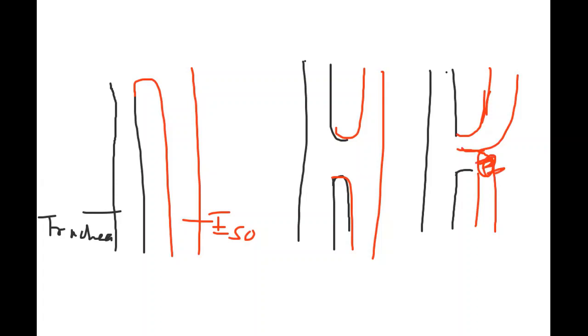This portion will be atretic. It would be something like this, otherwise. So these are the various means in which the tracheoesophageal fistula might occur. So with that, I conclude my talk for today. Thank you so much.